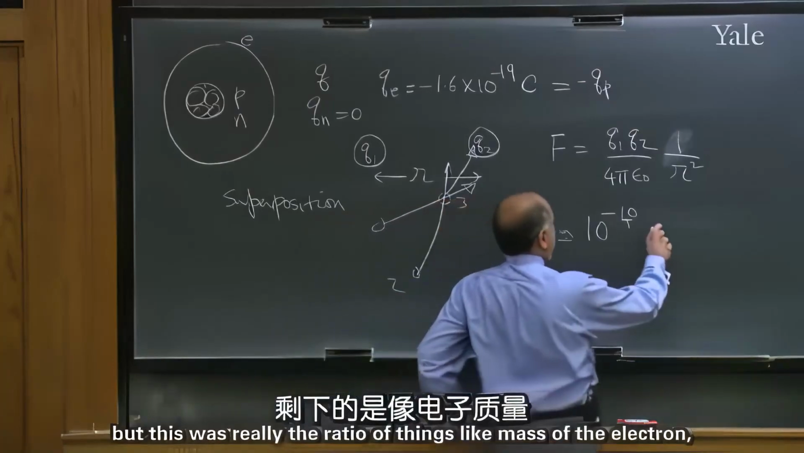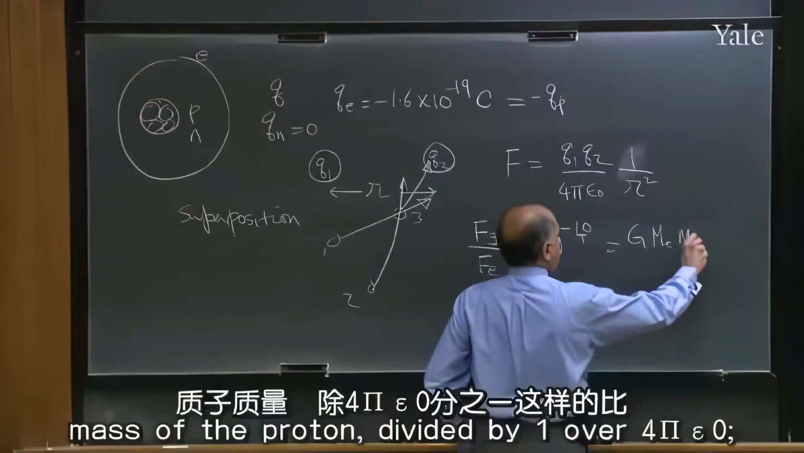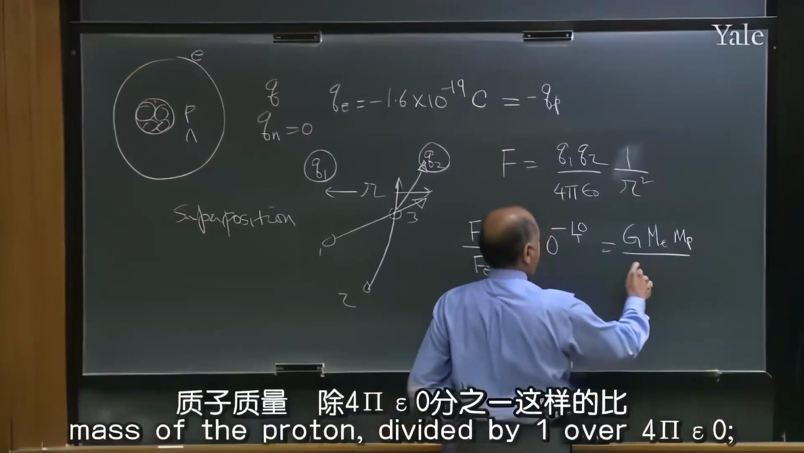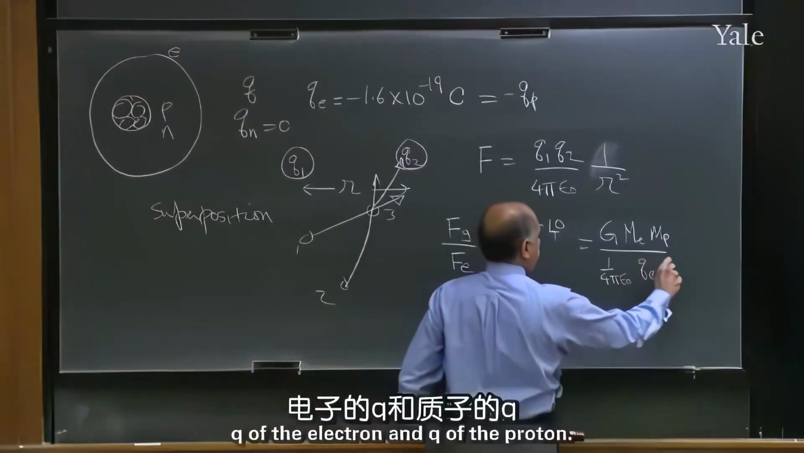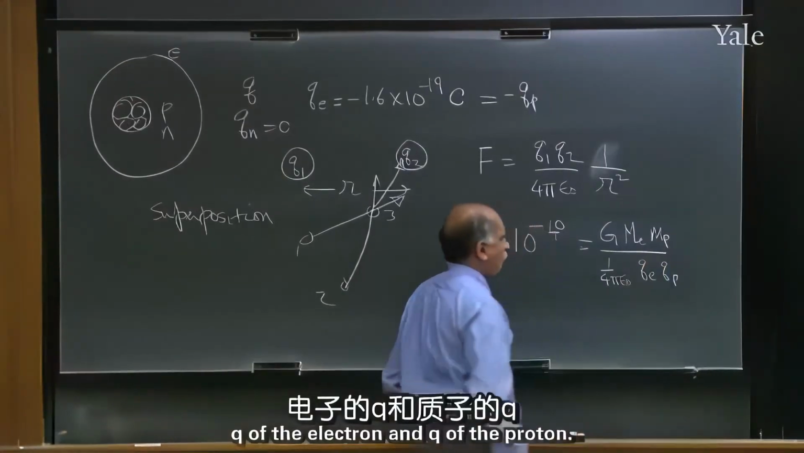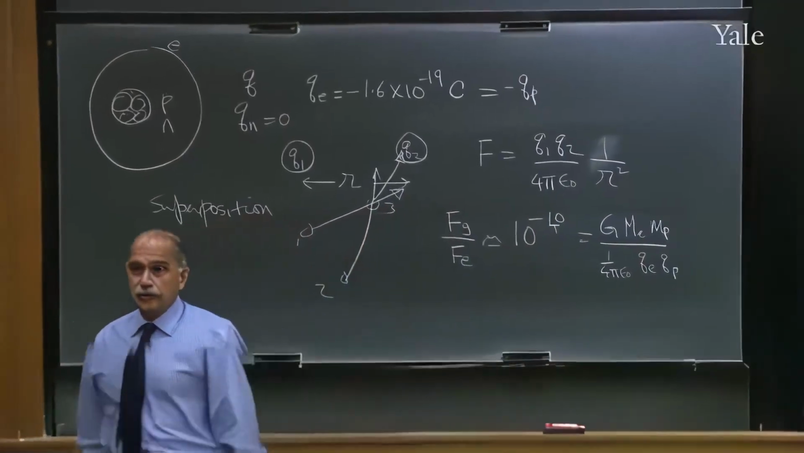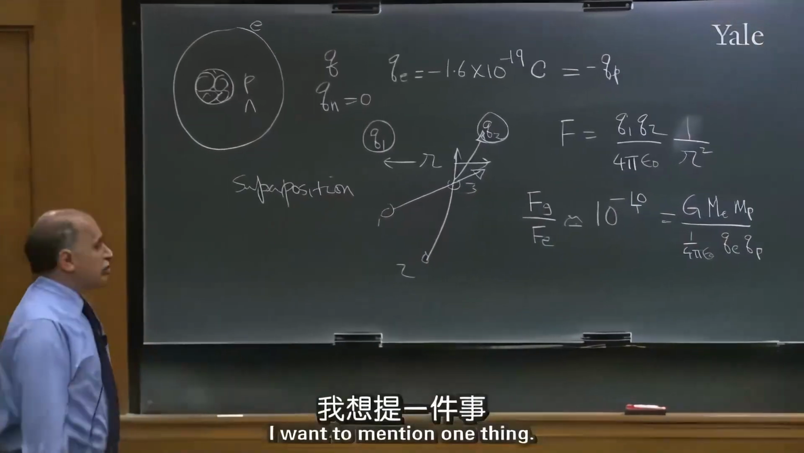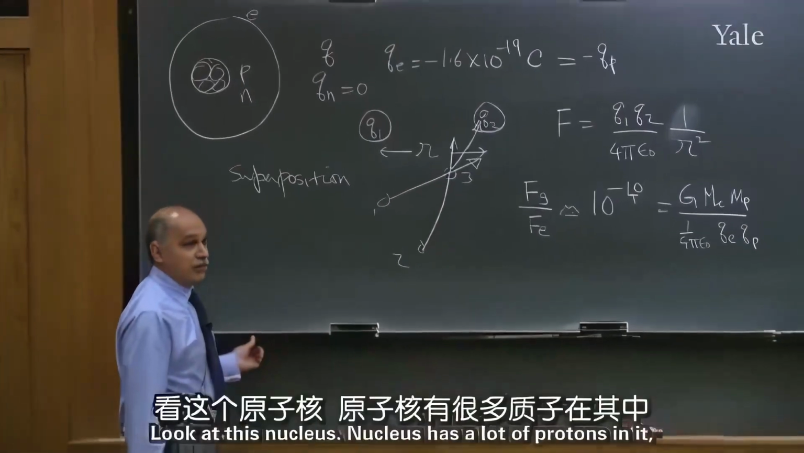But this was really the ratio of things like the mass of the electron, the mass of the proton, divided by 1 over 4 pi epsilon 0, q of the electron, and q of the proton. If you put all these numbers in, you got that. I want to mention one thing. It may be interesting for you to think about.